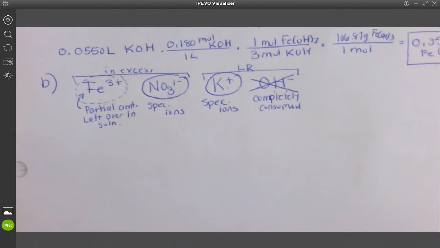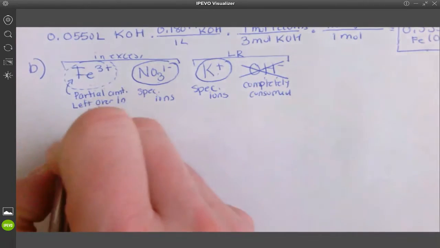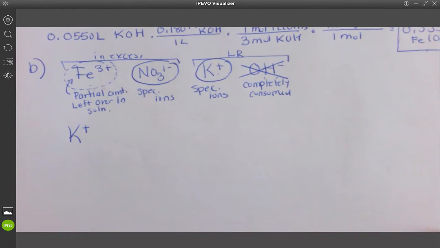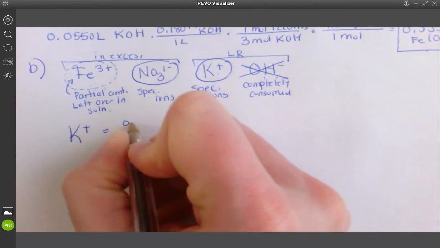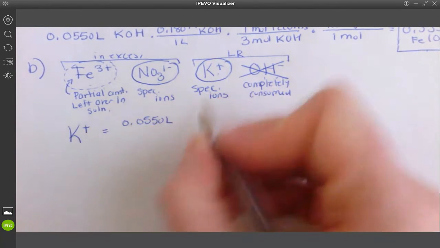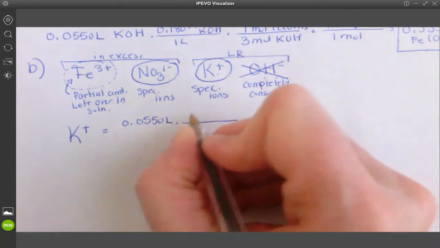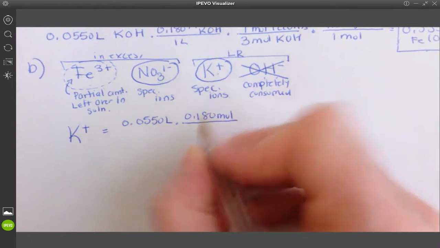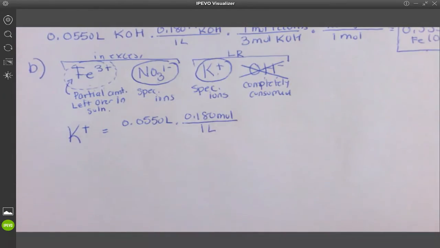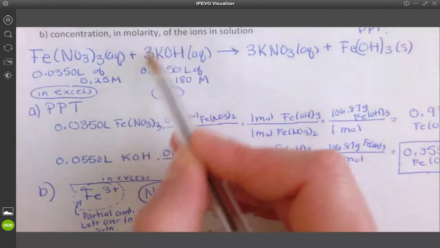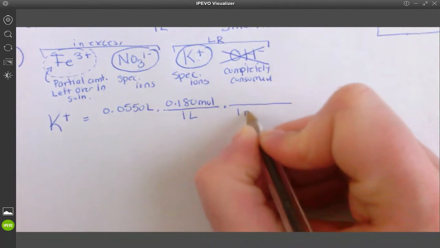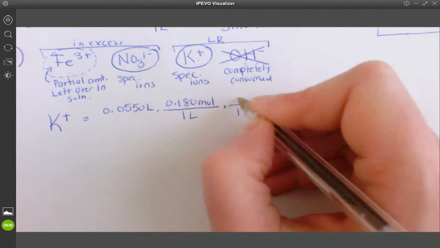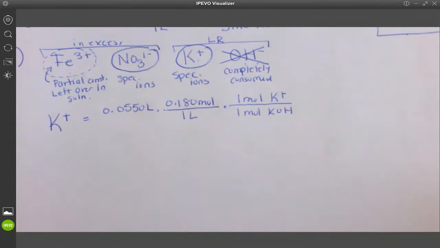So again, I'm going to write this out a little bit differently just to give you another format that you could use. I'm going to first focus on my potassium ion. I'm going to figure out how much I had present based on the reactant. That was a 0.0550 liter solution that had a 0.180 molarity, so 0.18 moles per 1 liter. That again is just looking at my potassium ion and how much I had present in the potassium hydroxide solution. I can then say that for every 1 mole of potassium hydroxide that was present, I had 1 mole of my K plus ions.